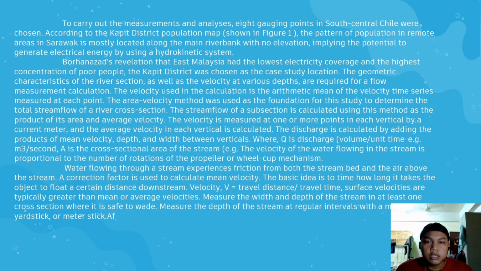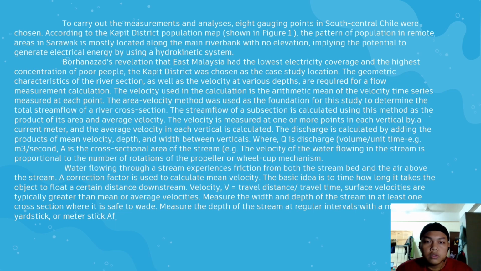Based on the revelation that Sarawak had the lowest electricity coverage and the highest concentration of poor people, the Kapit district was chosen as the study location. The geometric characteristics of the river section as well as velocity at various depths are required for a flow measurement calculation. The velocity used in the calculation is the arithmetic mean of the velocity time series measured at each point.